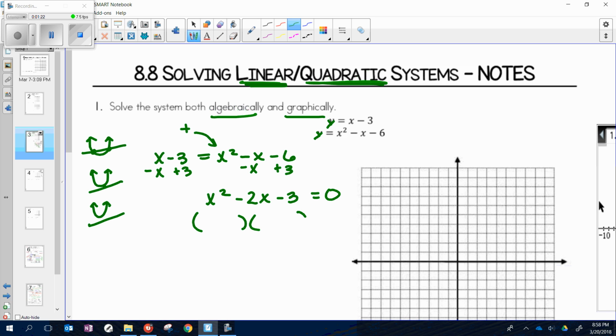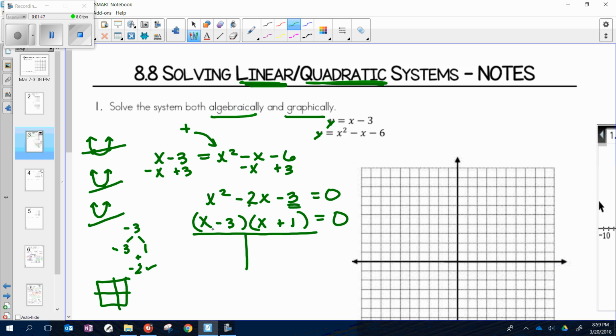So you are going to factor this because it's simple to factor. Two numbers that multiply to be negative 3. I'm thinking negative 3 and a positive 1, because when I add those together, I would have negative 2. That's my middle number. Set your factors equal to 0. By the way, you could have done that by using the box method. So this is x minus 3 equals 0. Add 3. X plus 1 would equal 0. Subtract 1.